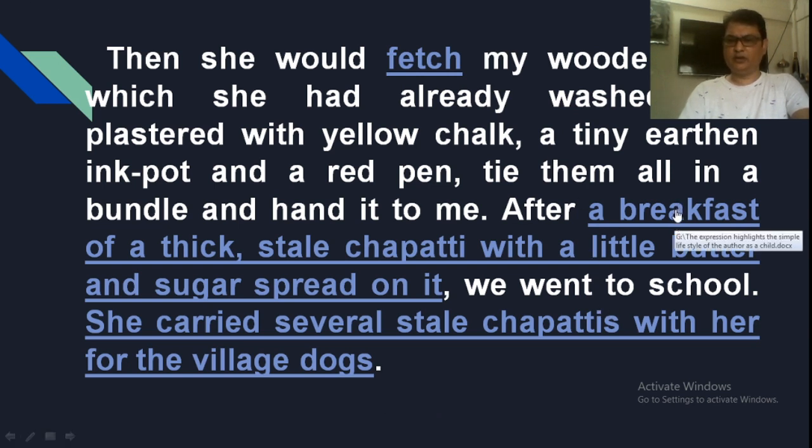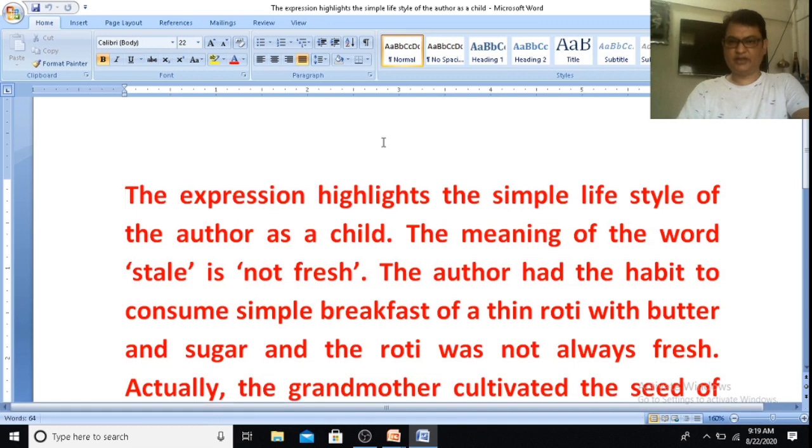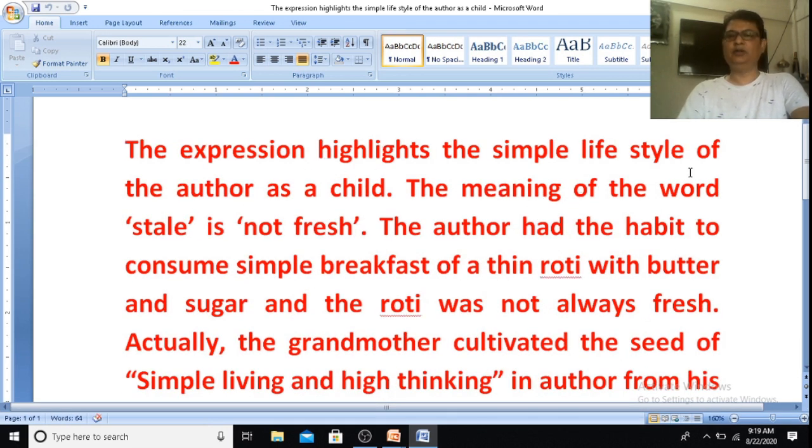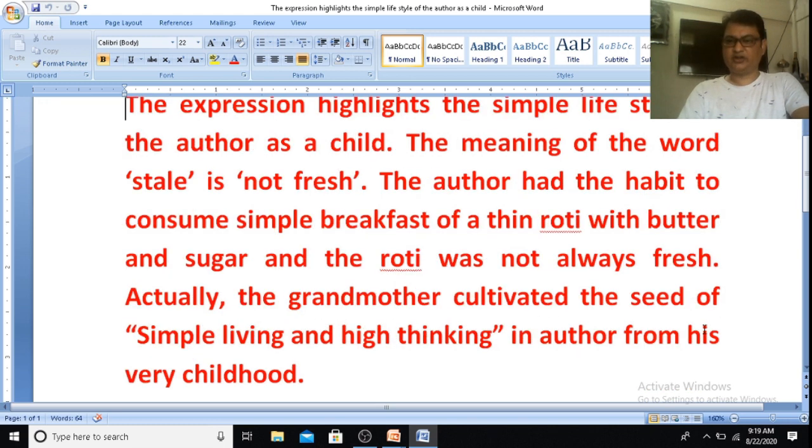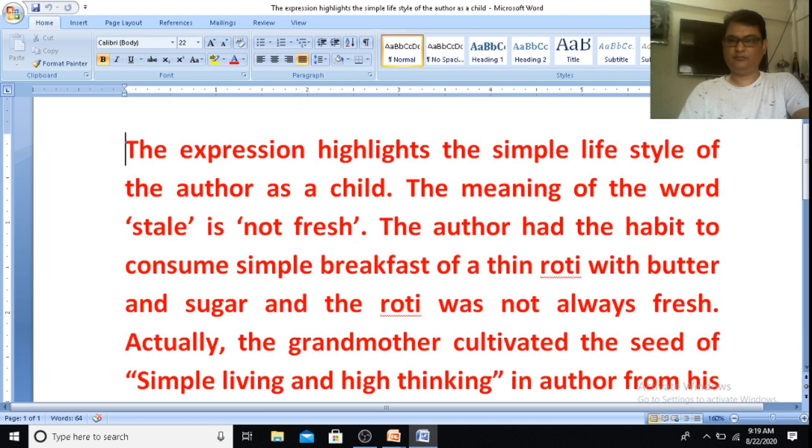Now, there are two things which may be explained. The first one is a breakfast of a thick stale chapati with a little butter and sugar spread on it. This expression highlights the simple lifestyle of the author as a child. The meaning of the word stale is not fresh. The author had the habit of a simple breakfast of a thin chapati or roti with butter and sugar, and the roti was not always fresh. Actually, the grandmother wanted to cultivate the seed of simple living and high thinking, the great motto, in the author from his very childhood. Clear?